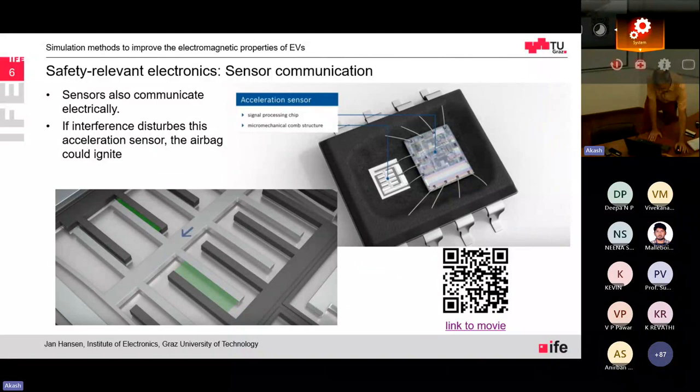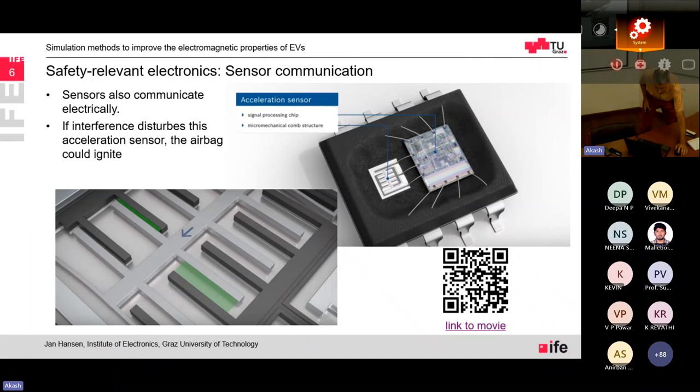Acceleration sensors. The sensors detect a vehicle impact as well as the smallest movements of a smartphone or wearables. The acceleration sensor consists of a signal processing chip and a micromechanical comb-like structure.